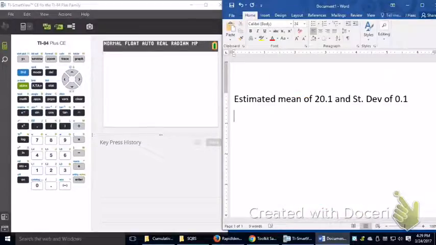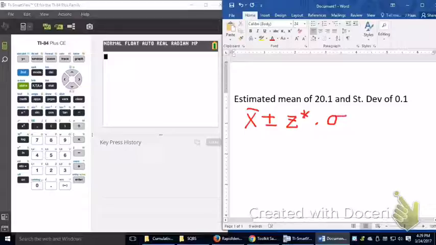Now, the confidence interval formula that I would be using would be the statistic plus or minus the standard deviation of the statistic. In this case, since I'm dealing with means and I know sigma, it would be z star times, the critical value would be z star, and then the standard deviation of the statistic would be sigma over square root of n. And I'm basically using the standard deviation from my pilot study as my sigma value.